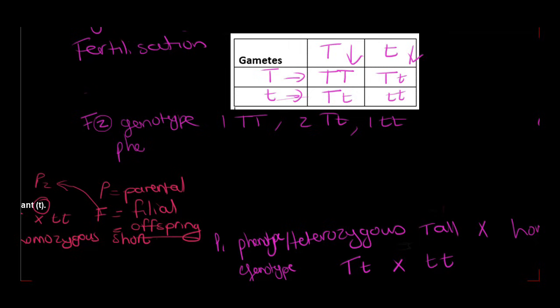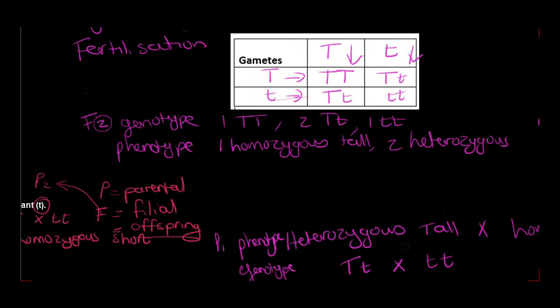And then the phenotype will be 1 homozygous tall, 2 heterozygous tall, and 1 homozygous short. Okay, so there we go.